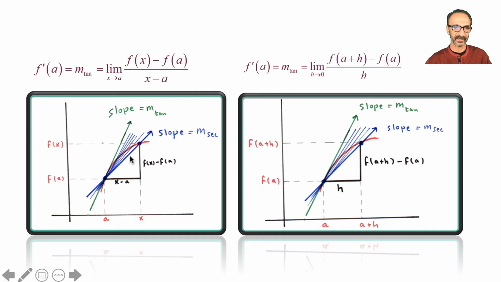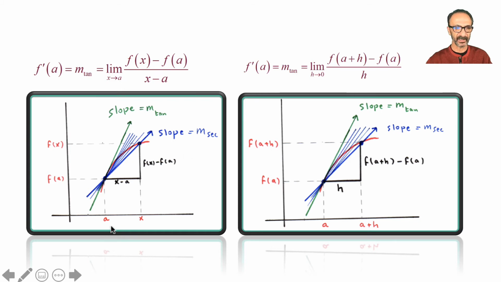But we have a secant, and we keep moving x towards a, and we have different graphs of secants. They get closer and closer to the green line, and then it becomes tangent. So as a limit, when x approaches a, you don't have a secant anymore. You'll have a tangent. And the slope is not called the slope of the secant. It's going to be called the slope of the tangent. And in short, we call it f prime at a.